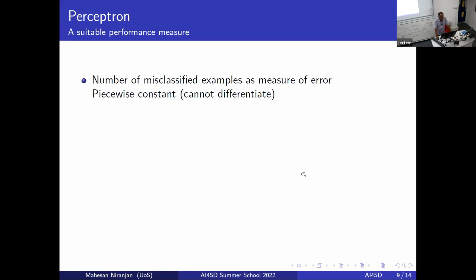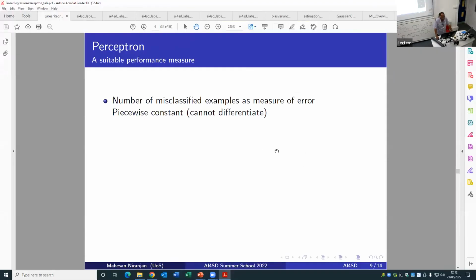Okay, so now before I go to the perceptron again, what I want to do is to show you one of the other labs.